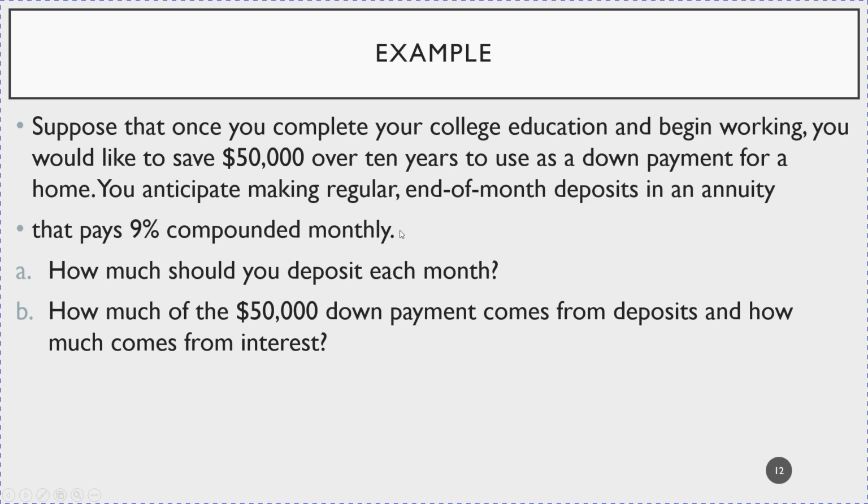Suppose that once you complete your college education and begin working, you want to save $50,000. Okay, so that's how much you want to have saved. You want to have saved $50,000. Okay, over 10 years. So you're given 10 years to use as a down payment for a home. You anticipate making regular end-of-month deposits into an annuity that pays 9% compounded monthly. So 12 times per year, and the rate is 0.09.